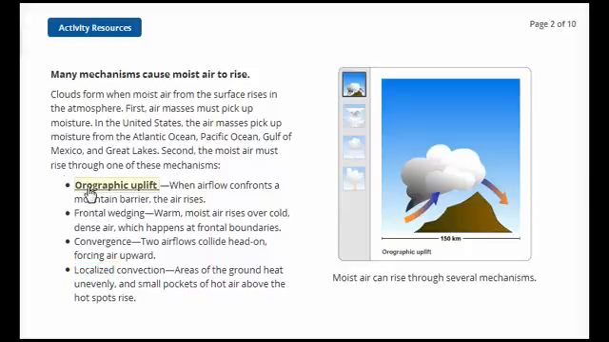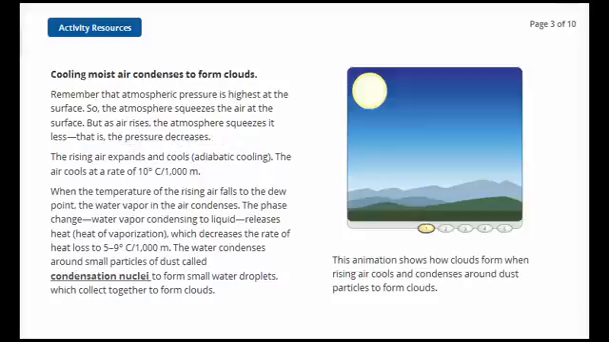Wow, that's a big fancy word, but all it means is what this picture is showing. As air goes up a mountain, it rises. You can best describe orographic uplift as airflow confronting a mountain barrier and causing the air to rise. Air confronts a mountain and it rises. So you'll get a lot of rain on one side of the mountain and it'll be a dry desert on the other side. Make sure you know the term orographic uplift.